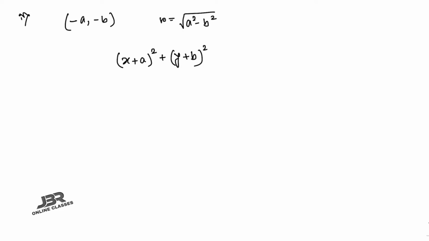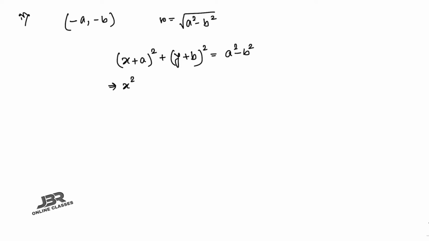So here in 14, the center is (minus a, minus b). Okay, and the radius equal to root over a square minus b square. So that means (x plus a) whole square, then (y plus b) whole square, and here the square of root of a square minus b square, so it will be a square minus b square, because the square of a root becomes a square minus b square.